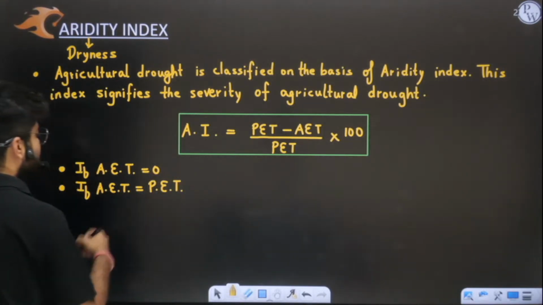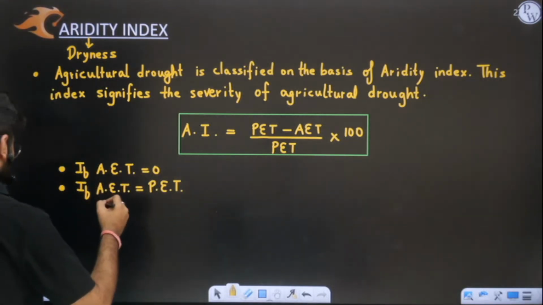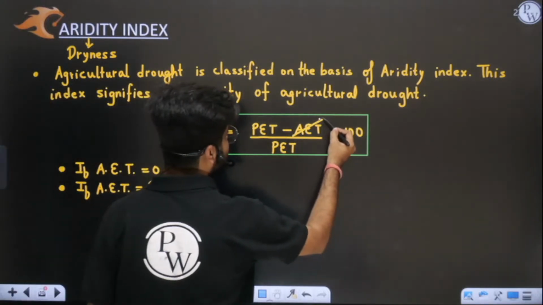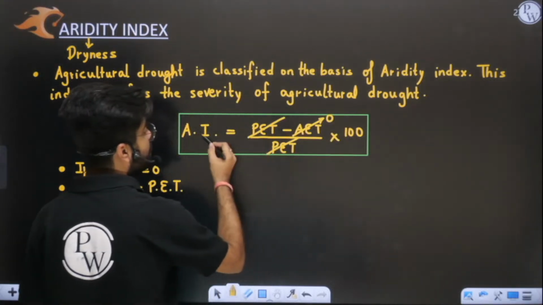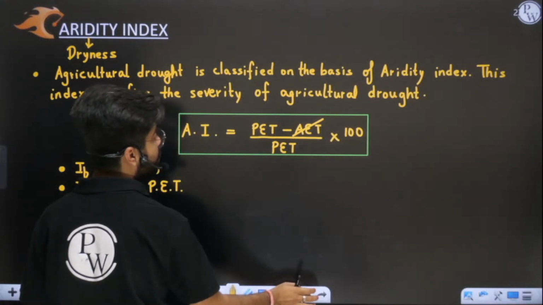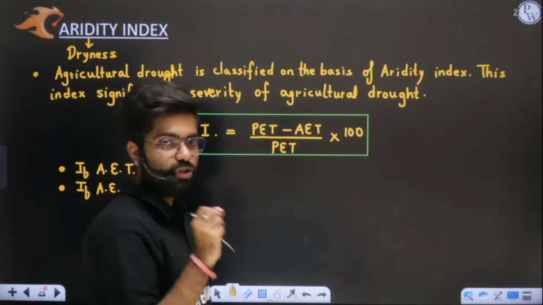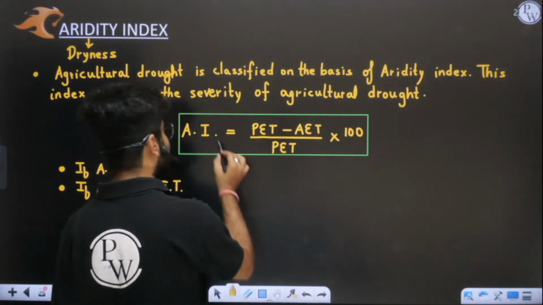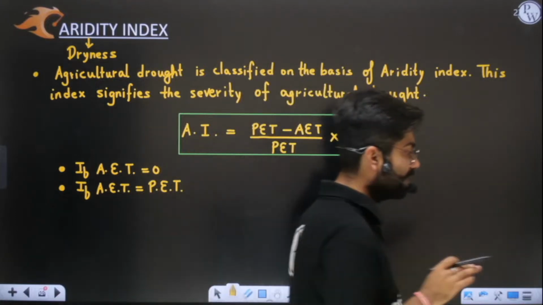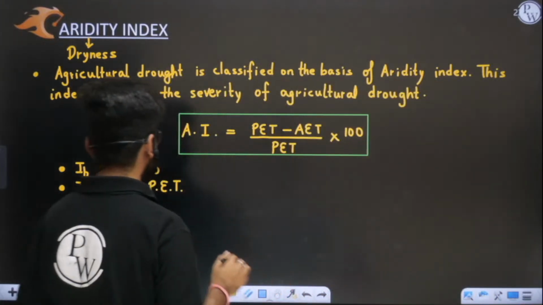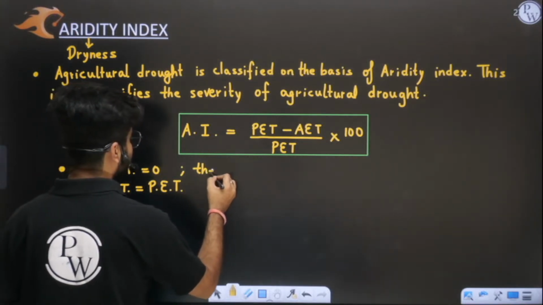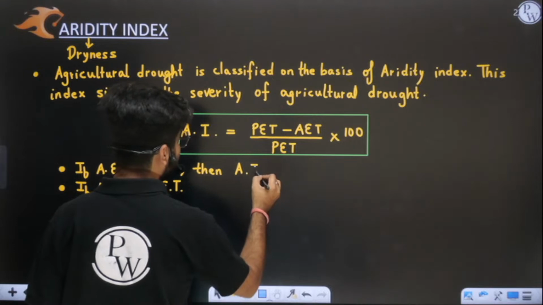Okay, so two extreme cases can be there: no water, full water. Now, if actual evapotranspiration is zero, we will put this value equal to 0. So then tell me how much, now this will be equal to 1. 1 into 100 is 100%. That means aridity index will be how much? Everyone tell me. If actual evapotranspiration is 0, then aridity index will be equal to how much? Yes, if actual evapotranspiration is 0, then in that case, aridity index will be 100%.